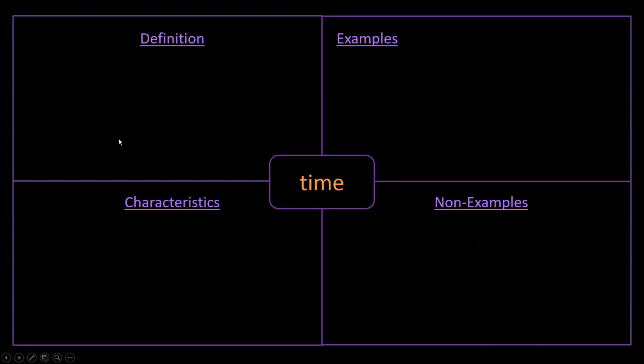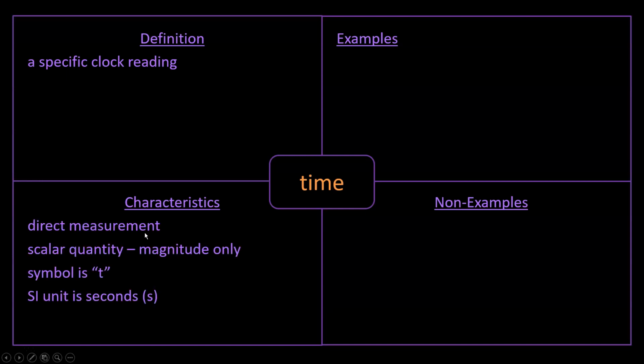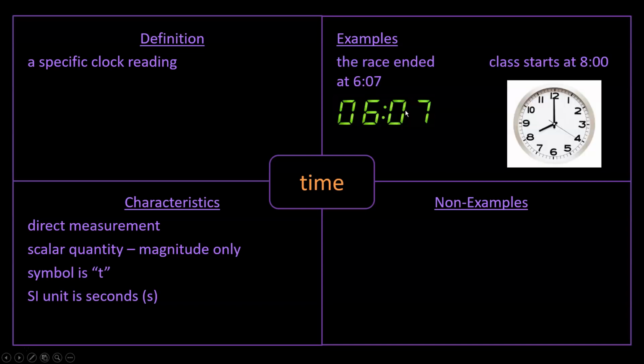Let's take a look at time. It's a specific clock reading. It is a direct measurement. It's one of the few quantities, along with position, that we can measure directly. It's a scalar quantity. It has magnitude only. Its symbol is lowercase t, and the SI unit is seconds. We could say the race ended at 6:07. That's an example of time. We can say that class starts at 8 o'clock.